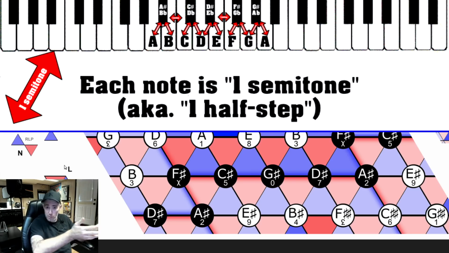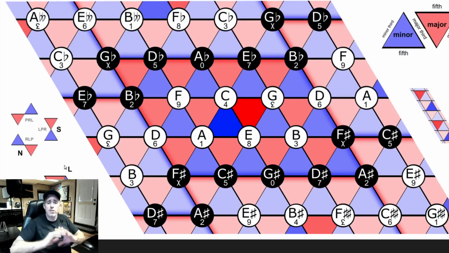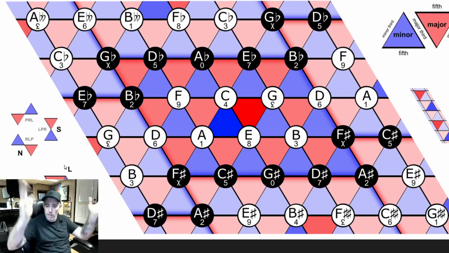You can call these notes by either their sharp names or their flat names, but each note to the next is one semitone apart. That's the chromatic scale. The 12-note chromatic scale is just 12 equally spaced notes, and that's it. That's equal temperament. So this just arranges these 12 notes. You have your flats, you have your sharps. Now you have this chart.